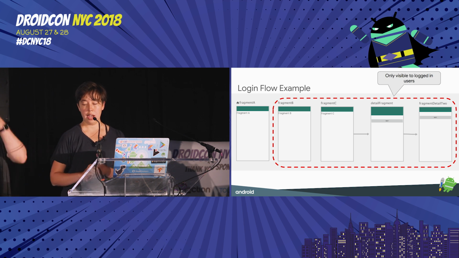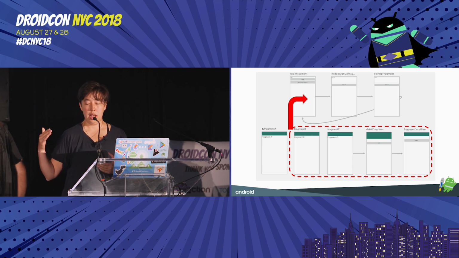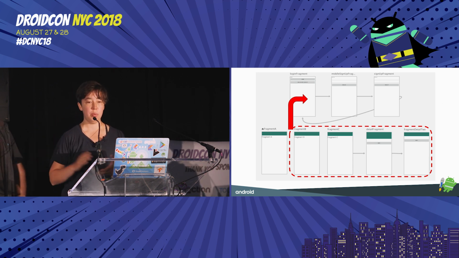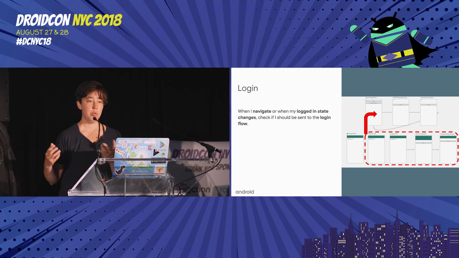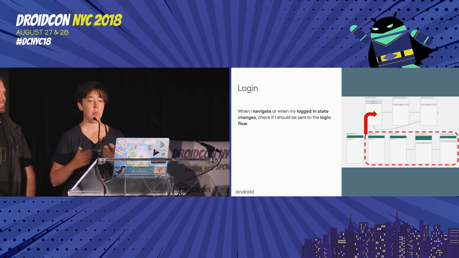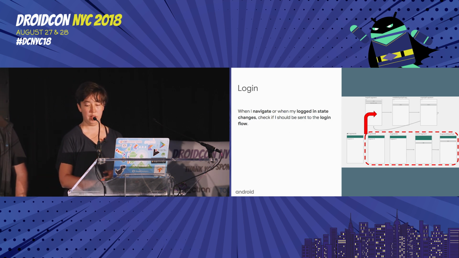So let's say that I have a certain number of my screens that I only want visible to a user if they're logged in. And if they don't happen to be logged in, what I want to do is actually redirect them up to a login flow. So to state that again, when I navigate to a new destination or when my login state changes, I want to do some sort of conditional check to see whether I should actually be going to that screen or I should be going to the login flow.